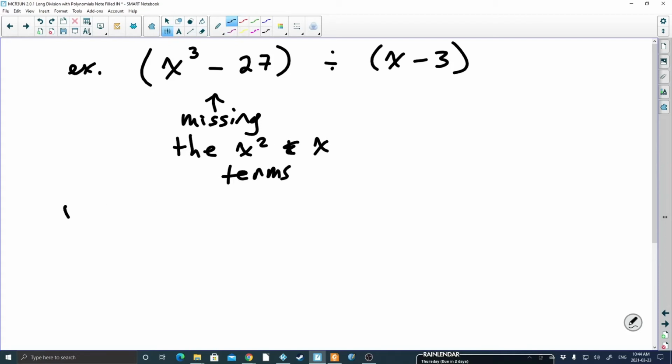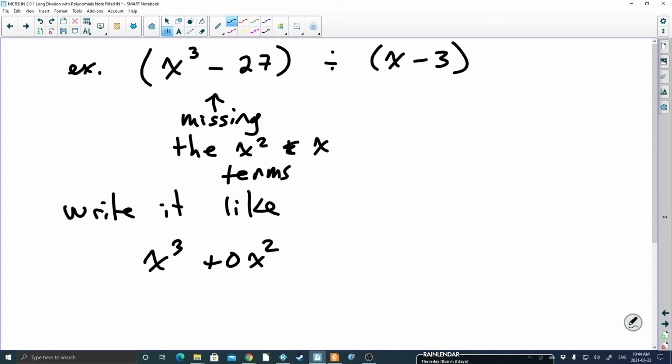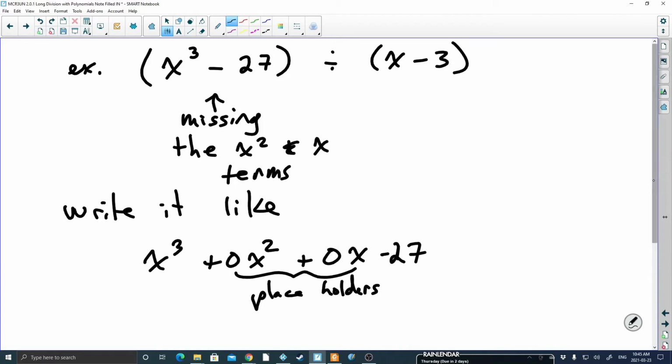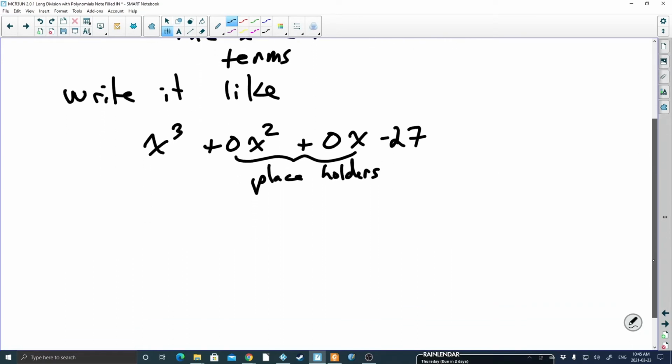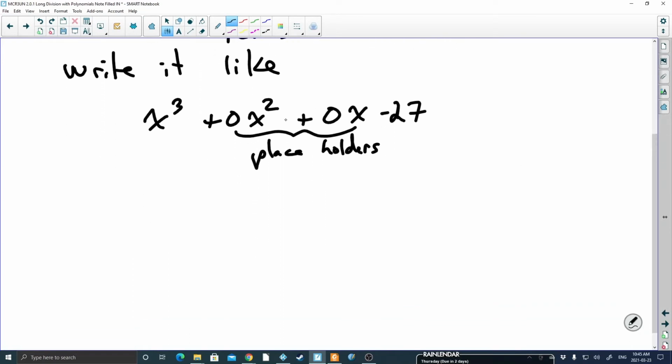So I have to rewrite it as x cubed plus 0x squared plus 0x minus 27. And these are my placeholders. Okay, so I can't use my long division unless I have all of my placeholders for every possibility of the powers that would exist between x cubed and the negative 27 at the end here.